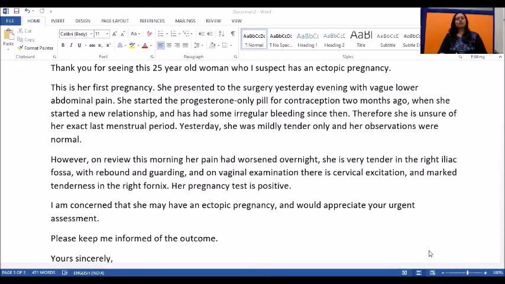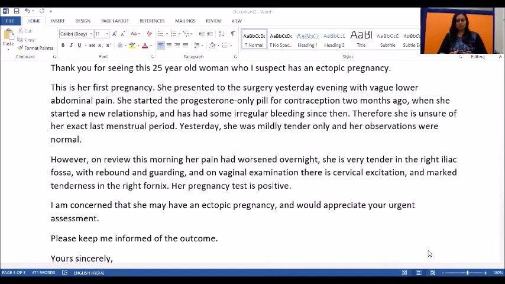Okay. In the next paragraph, we are talking about the next day. That is, however, on review this morning, her pain had worsened overnight. She is very tender in the right iliac fossa with rebound and guarding. And on vaginal examination, there is cervical excitation and marked tenderness in the right fornix. Her pregnancy test is positive. Okay, these are the first two days' examination findings.